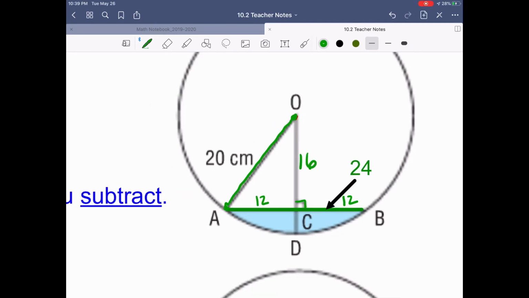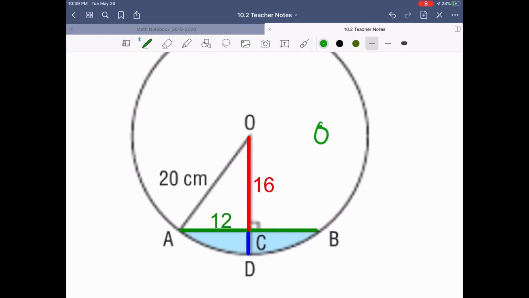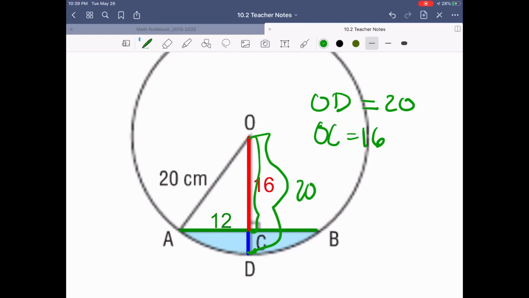Now we know that from O to C is 16. And we know that from O to D is a radius, so it's 20. So from O to D is 20. From O to C is 16. Can we find how much this tiny piece is? Well, yeah, you just subtract them. So 20 minus 16 is 4 centimeters.